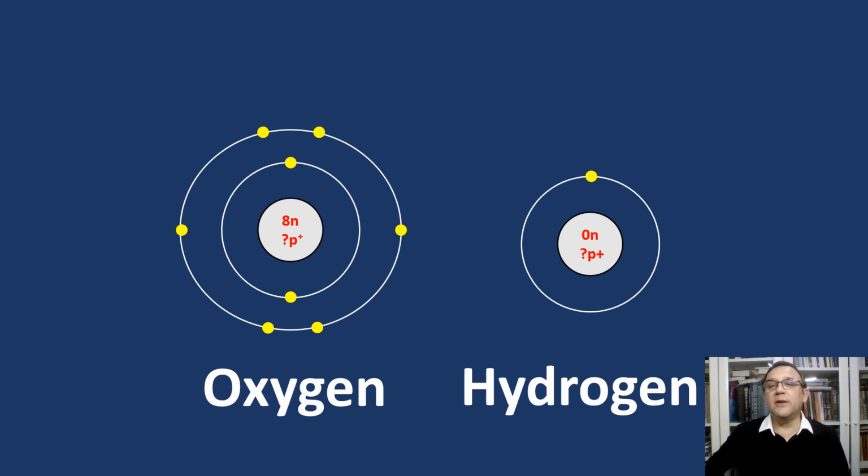Now, how do we determine the number of protons? By counting the electrons in the electron cloud. In an oxygen atom, there are 8 electrons, so there must be 8 protons in the nucleus. Remember, in a neutral atom, the number of protons and electrons is always equal.